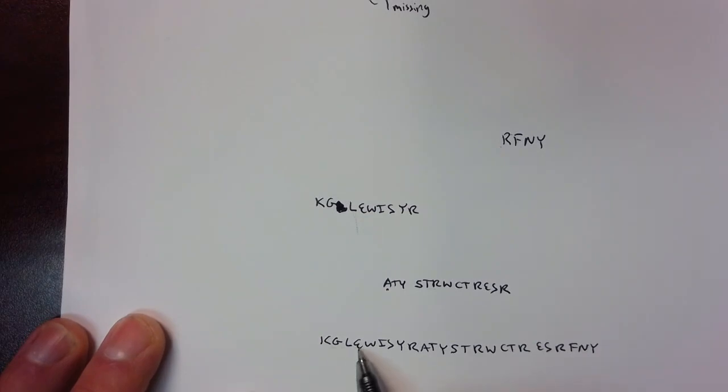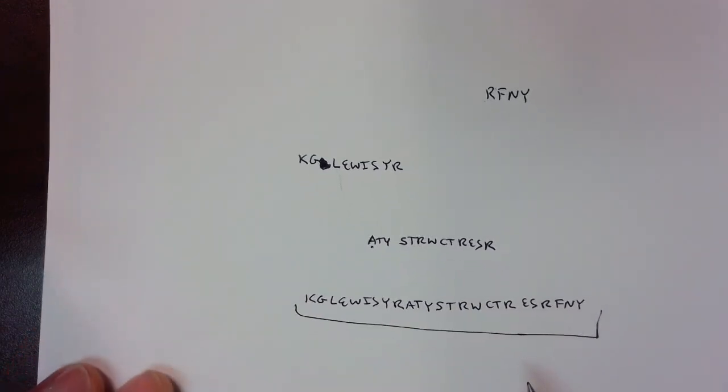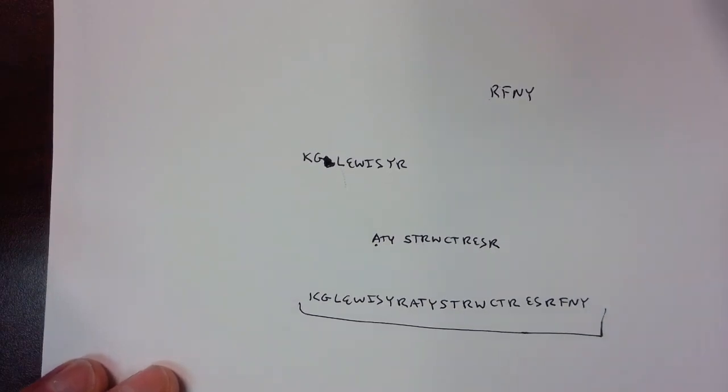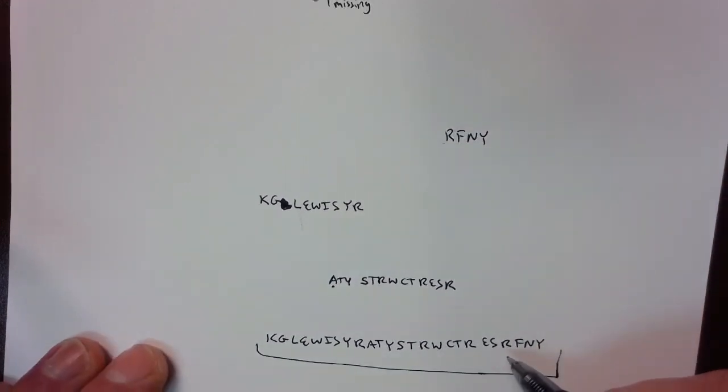Let's count them up. 1, 2, 3, 4, 5, 6, 7, 8, 9, 10, 11, 12, 13, 14, 15, 16, 17, 18, 19, 20, 21, 22, 23, 24, 25. So there's our 25 sequence. And you would probably want to go back and just make sure, maybe for one or two of these rows or columns, that the cutting makes sense. So if I cut after serine, I would expect R, F, and Y. Okay, great. If I cut after, here's another serine, and then I would expect the TRWC, that one here.